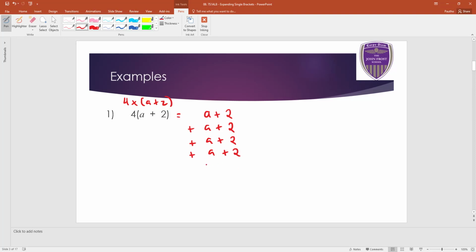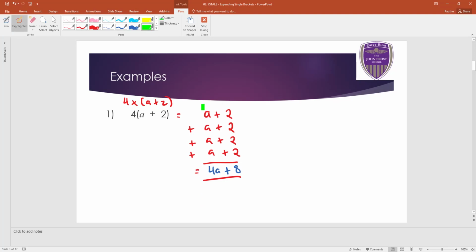And then hopefully you can see that I can just collect like terms. Should we do the twos first of all? 2 add 2 add 2 add 2 is 8. And a add a add a add a. Remember, a means 1a. So 1a add 1a add 1a add 1a. You've got 4 a's altogether. And we're done. So the answer is 4a plus 8.